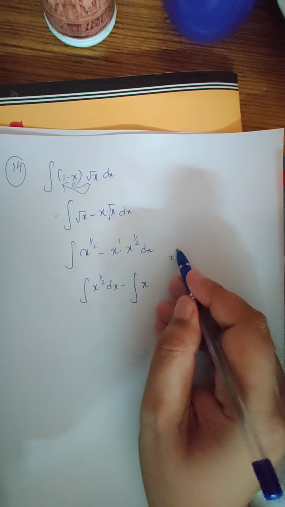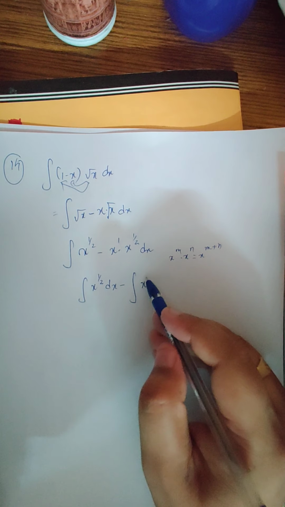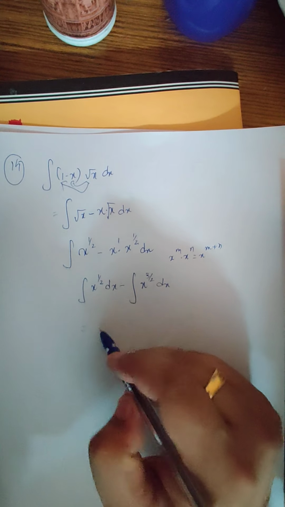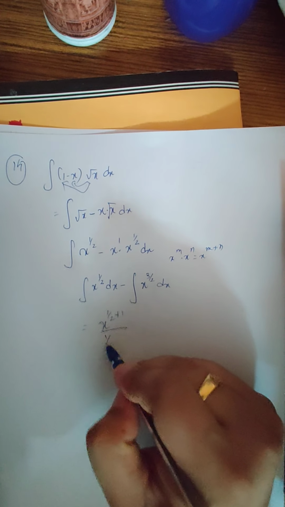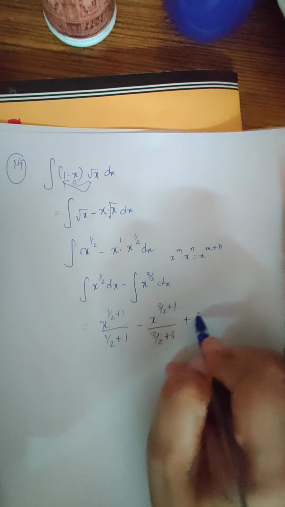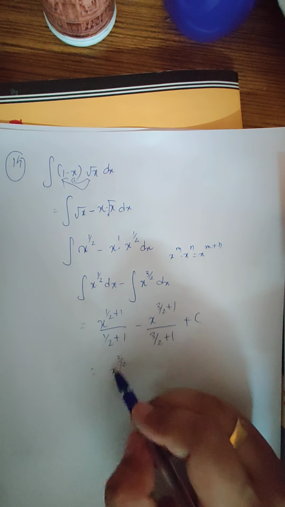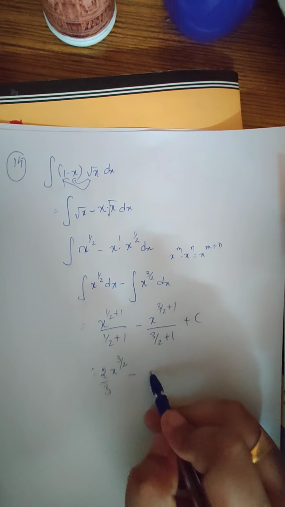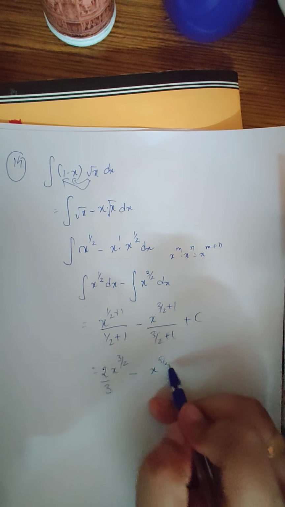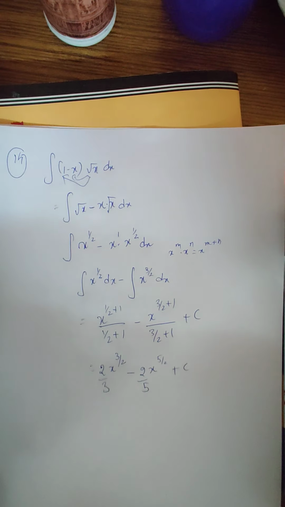So this will be integration of x power 1 by 2 dx minus integration of x power 1 plus half dx, because x power m into x power n is x power m plus n. So 1 plus half is 2 by 2 plus 1 by 2, which is 3 by 2. So this will be x to the power of 1 by 2 plus 1 over 1 by 2 plus 1, minus x to the power of 3 by 2 plus 1 over 3 by 2 plus 1, plus c. So 1 by 2 plus 1 is 3 by 2, and taking the reciprocal it will be 2 by 3, minus x to the power of 5 by 2, and taking the reciprocal 2 by 5, plus c. So 2 by 3 x to the power of 3 by 2 minus 2 by 5 x to the power of 5 by 2 plus c.